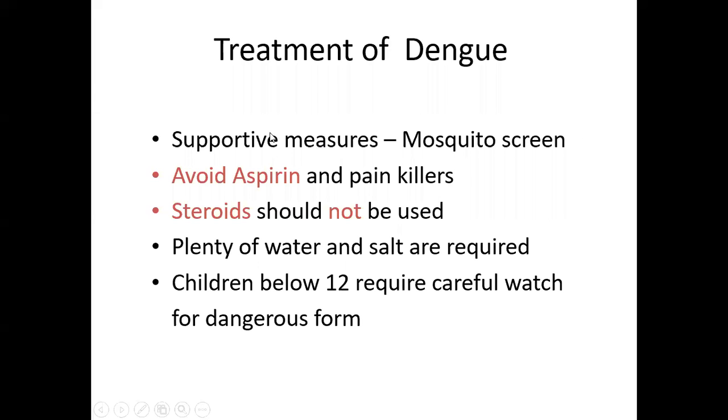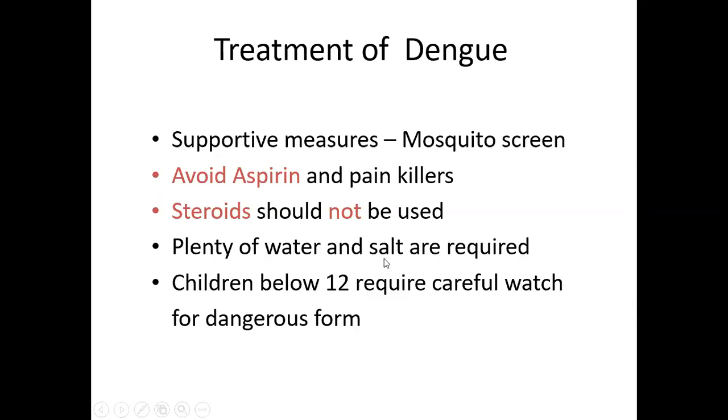To lower the temperature, the fever, aspirin is avoided. Aspirin is contraindicated. Other painkillers may be given, however aspirin is avoided. Steroids should not be used.